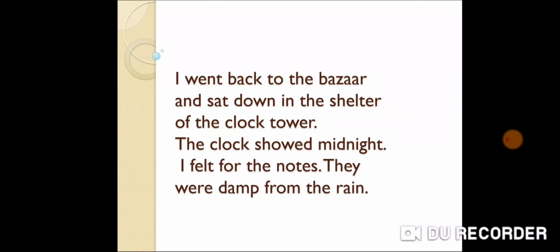I went back to the bazaar and sat down in the shelter of the clock tower. The clock showed midnight. I felt for the notes. They were damp from the rain.